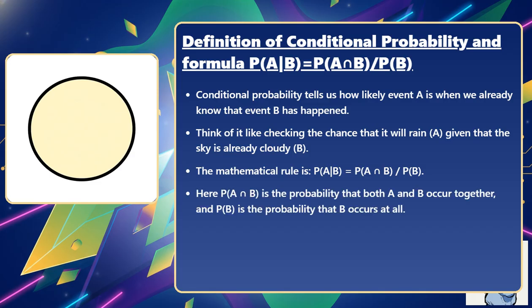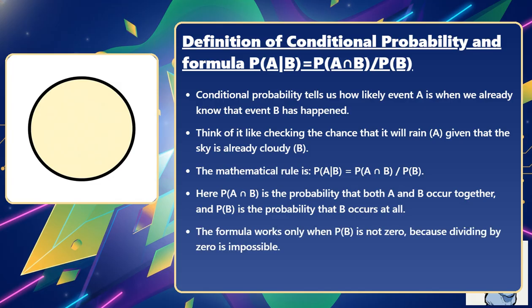Here P(A intersect B) is the probability that both A and B occur together, and P(B) is the probability that B occurs at all. The formula works only when P(B) is not 0, because dividing by 0 is impossible.